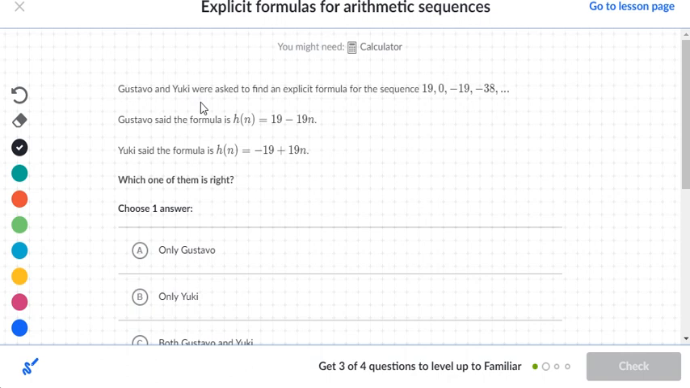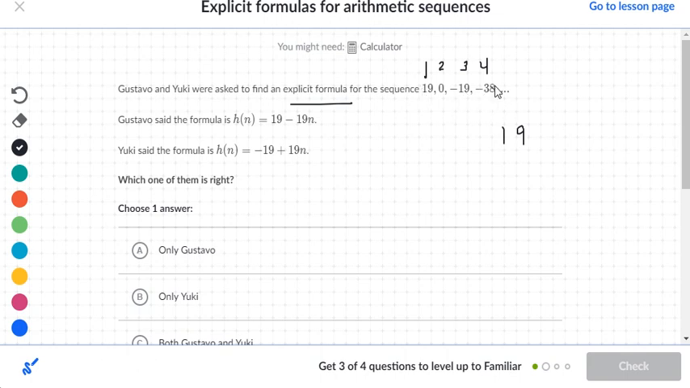Kostofo and Yukai were asked to find the explicit formula for the sequence 19, 0, negative 19, and negative 38. So we want to figure out which student is correct. So this is our first, this is our second, this is our third, and this is our fourth. Remember, we're finding the explicit. So the very first number in our sequence would be 19.